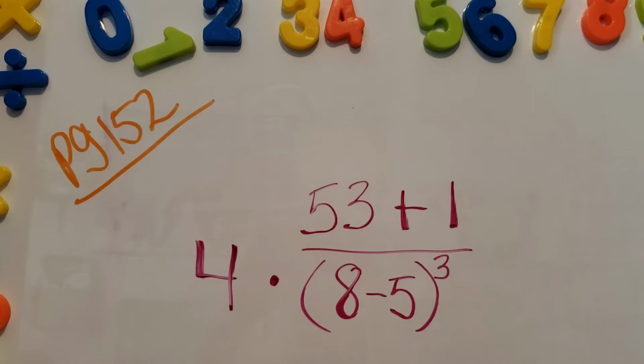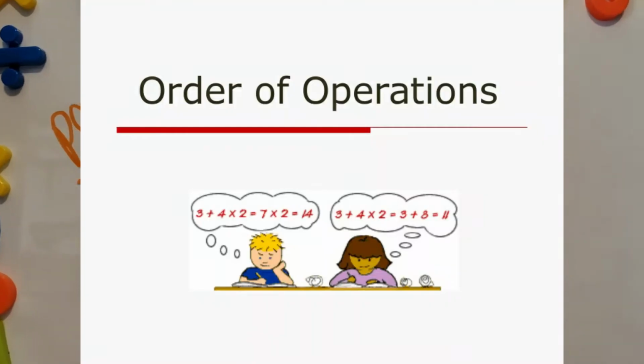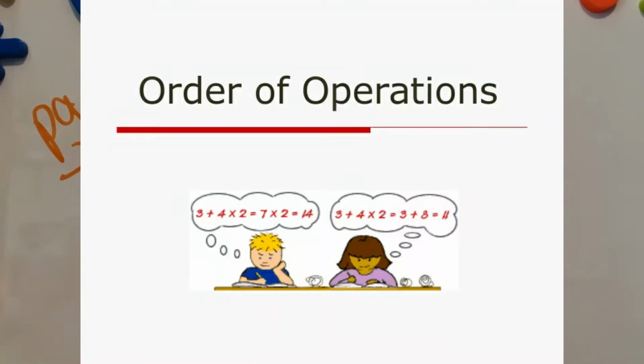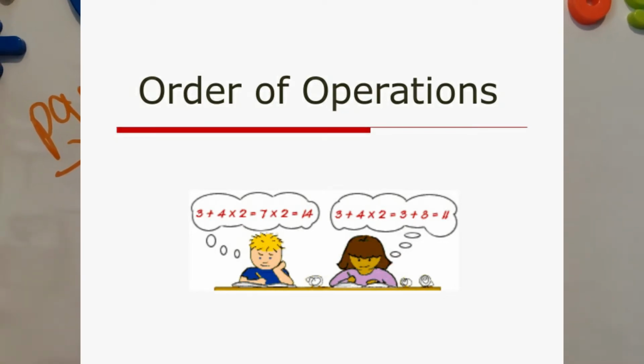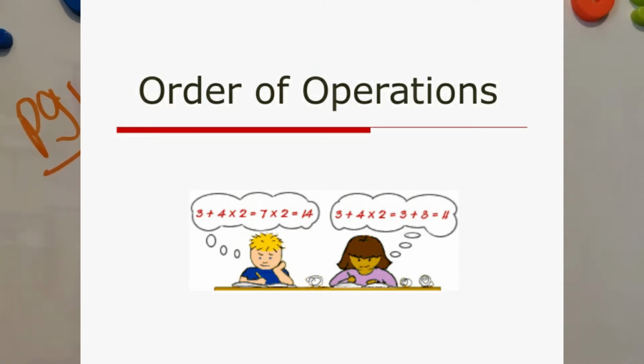In order to answer number 1 on page 152, you have to remember your order of operations. So if you're thinking, what is order of operations? Just take a minute and think about the words. Order: if I asked you to put something in order, let's say I asked you guys to put yourselves in order based on your age, you would probably say you want youngest to oldest or oldest to youngest. So you have a sense of what that word means.